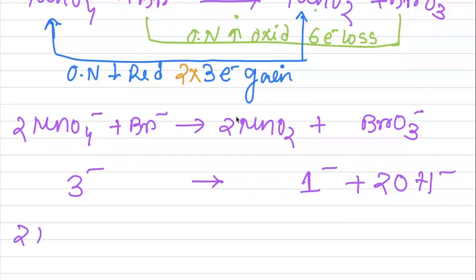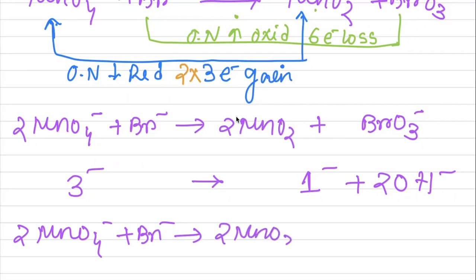I'm writing the reaction again. 2 MnO4 minus plus Br minus gives 2 MnO2 plus BrO3 minus plus 2 OH minus. Done. Charge is balanced on both sides.